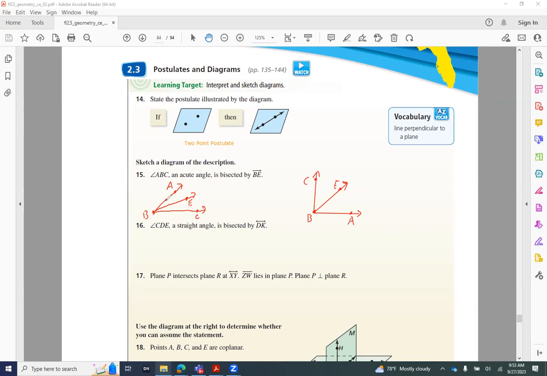And again, if you want to then mark them as congruent angles, that'd be good too, because it said that it's a bisector, so it should be split into 2 congruent angles.